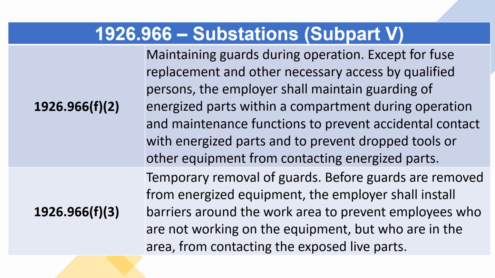1926.966(f)(3) Temporary removal of guards. Before guards are removed from energized equipment, the employer shall install barriers around the work area to prevent employees who are not working on the equipment, but who are in the area, from contacting the exposed live parts.